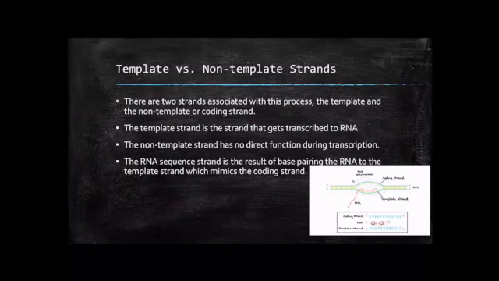In the image down below, you can see that the coding strand is up top, this strand, and our template strand is on bottom, this strand. So this strand right here, the template strand, is the strand that's going to actually get transcribed to RNA later on. And as you can see, the RNA sequence right here is base pairing to the template strand, which will mimic the coding strand down below.